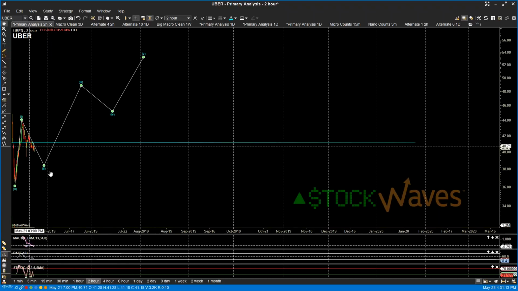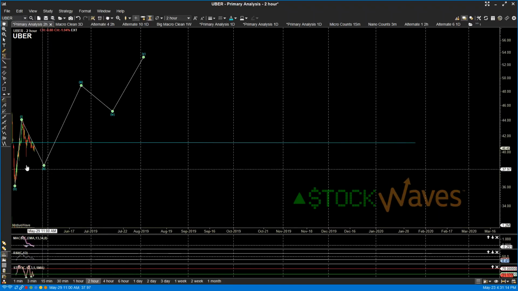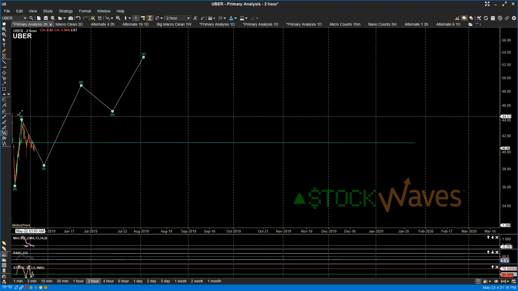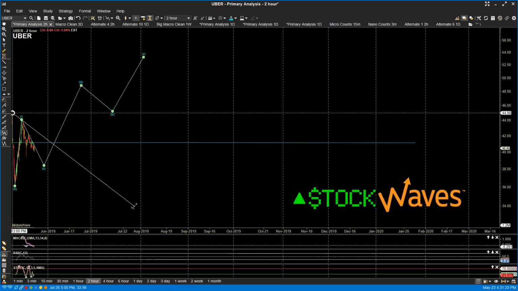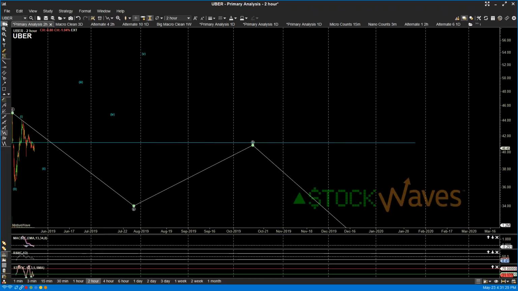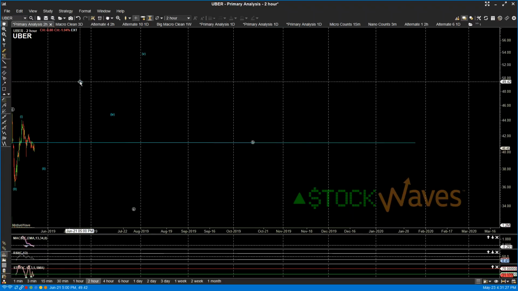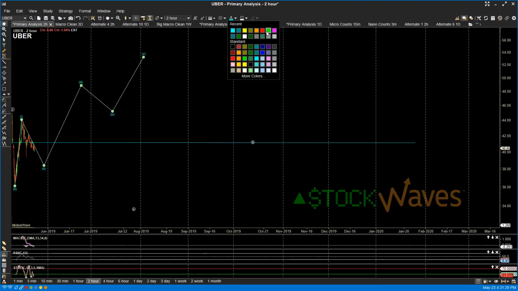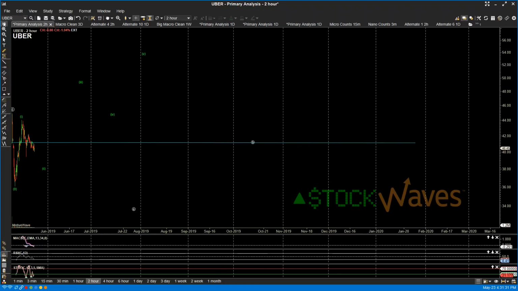But once that starts to break down or it fails to hold support at the 38, then again, we're going to be targeting probably about 20.5 roughly. And if that was the top, I'm going to make this green since we have a possible top in place.